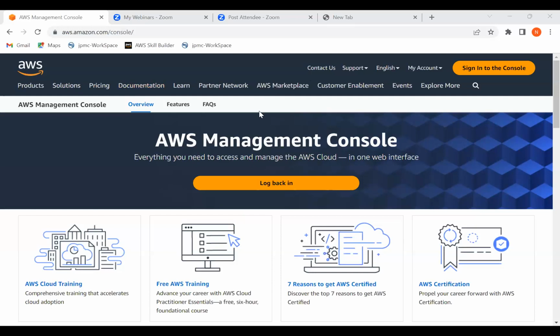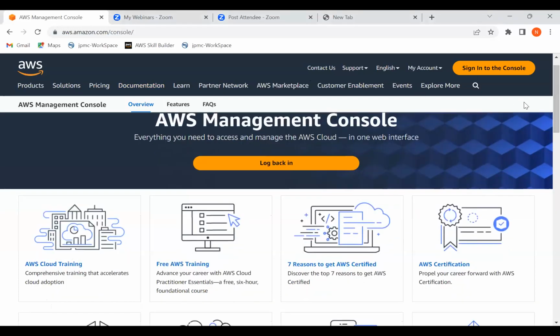So this is the AWS portal. Anyone can have access to it for reference actually. Okay.